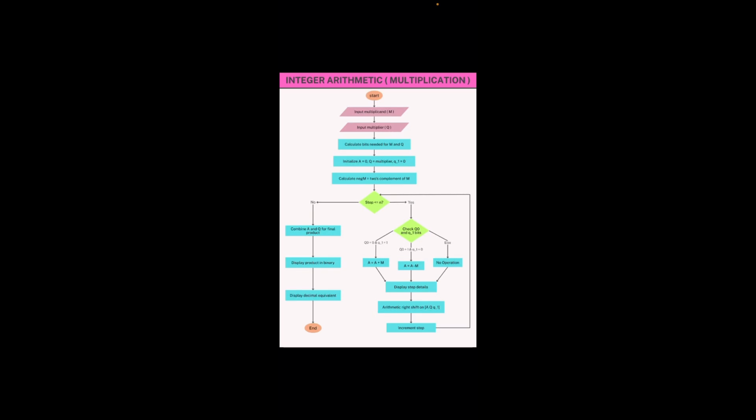So after these 3 conditions, the step details will be displayed, and an arithmetic shift right will be done on A, Q, and Q1. Lastly, it will increment the steps and go back to the loop. If there are no more steps, it will combine A and Q for the final product, display the product in binary, and also display the decimal equivalent. Then the program will end.